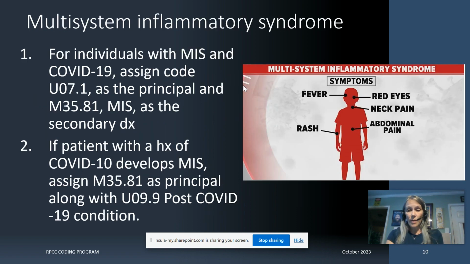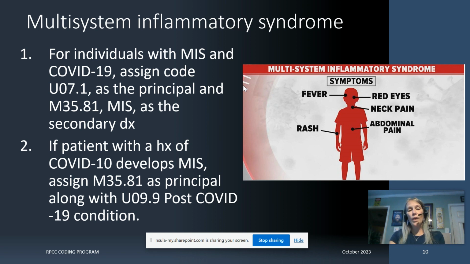Our last and final guideline for the musculoskeletal system is the multi-system inflammatory syndrome. And this actual guideline is found in chapter 1, not in chapter 13, but the code itself is within the chapter 13 codes. The reason why the guideline itself is in chapter 1 is because this particular syndrome is associated with COVID 19. So, when there is a current COVID 19 infection, that COVID 19 is going to be your principal, followed by your MIS code of M35.81.